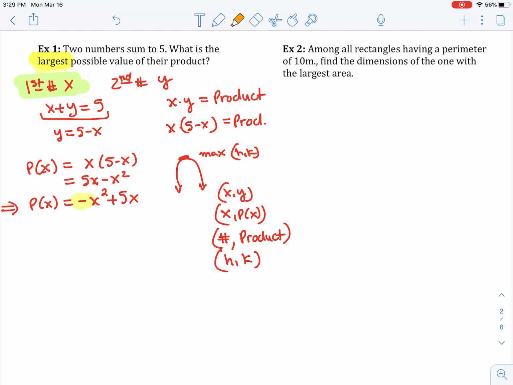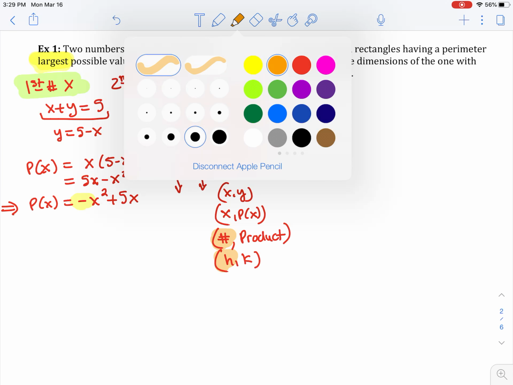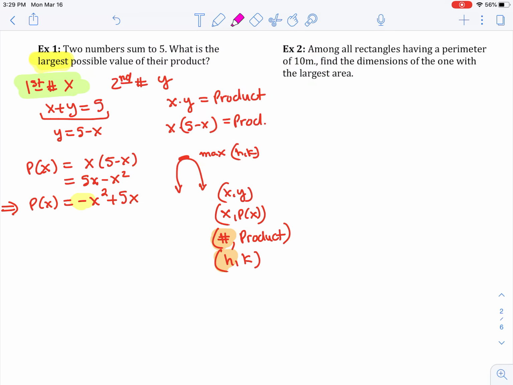So if we want to know something about the number, then we should be looking at h. If we want to know something about the product, then we should be looking at k. And we want to know what the largest possible product is. So since we want to know the largest possible product, we need to find k. That's what we need to solve for. Well, the easiest way to find k is to first go through and find the x of our vertex.